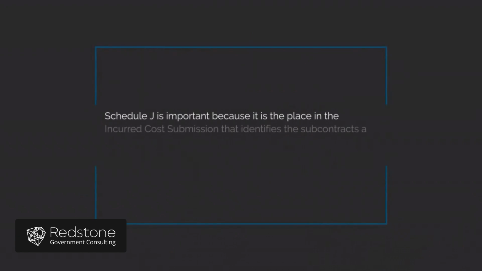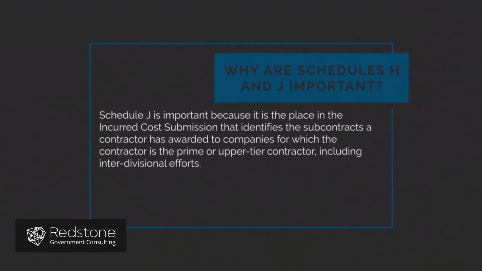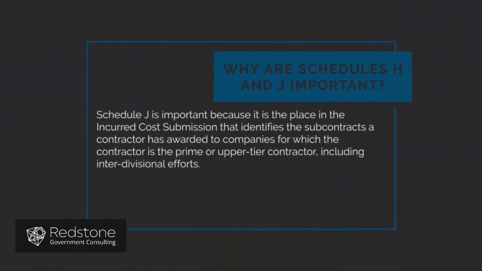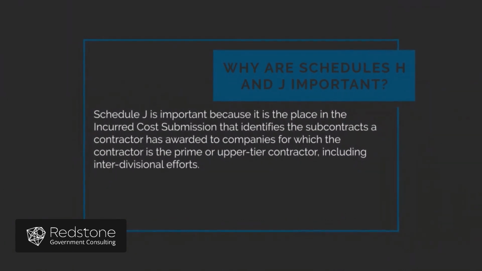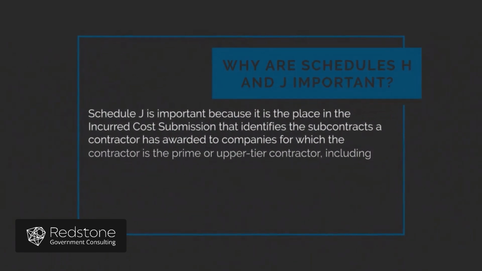Schedule J is important because it is the place in the incurred cost submission that identifies the subcontracts a contractor has awarded to companies for which the contractor is the prime or upper tier contractor, including interdivisional efforts.